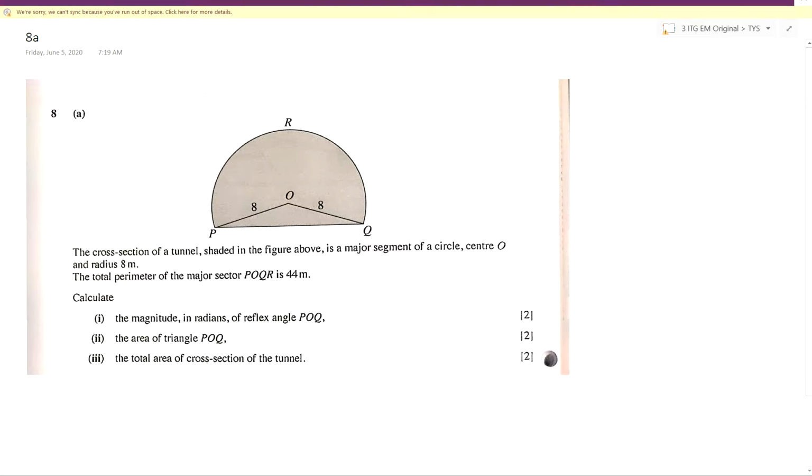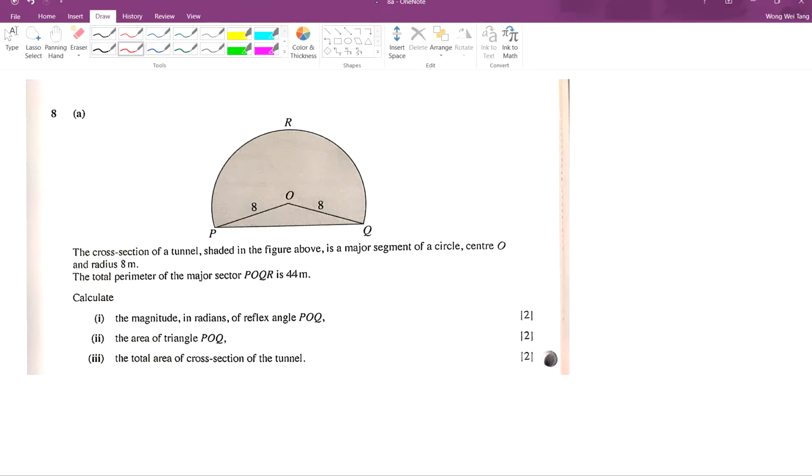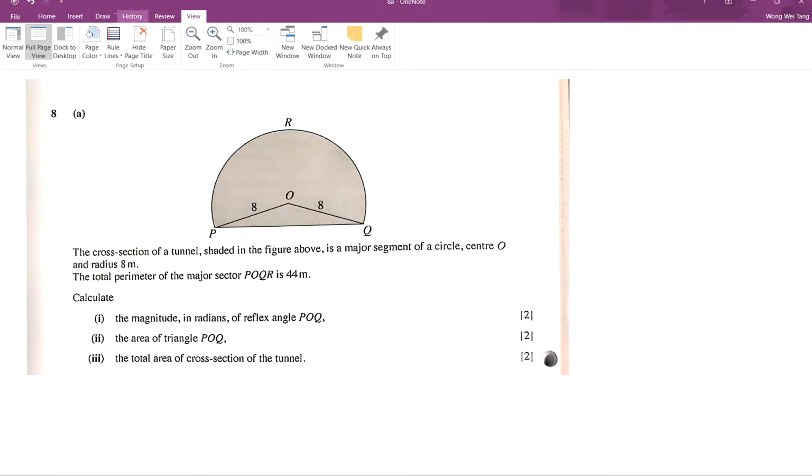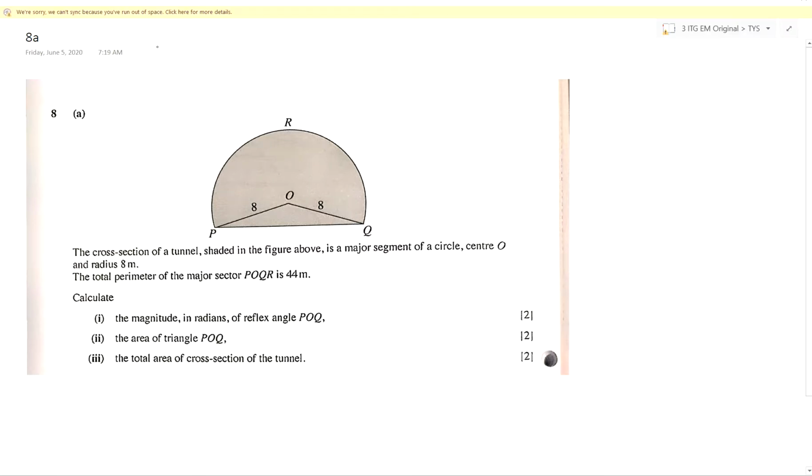Next, question 8a. The cross section of a tunnel is a major segment of a circle. Okay, so this entire portion is a segment. The other common word that is used is a sector, but a sector and a segment are different. So right now I'm tracing out a sector. Okay, you need to know the difference.